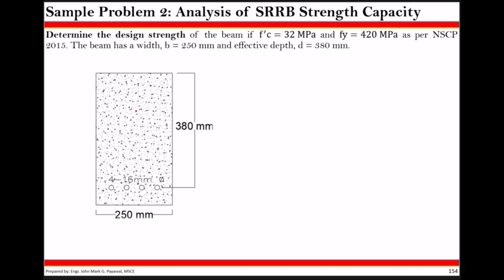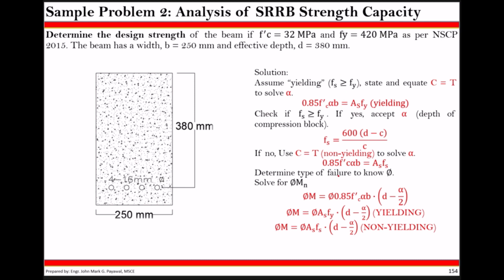How can we do that? We'll just apply the same procedure. Assuming that it's yielding, we can compute for alpha from C equal to T. But because we assume it's yielding, we need to use Fy. The value of alpha would be accepted if Fs is really greater than Fy. So we need to verify. To verify, Fs is equal to 600 times d minus c over c.